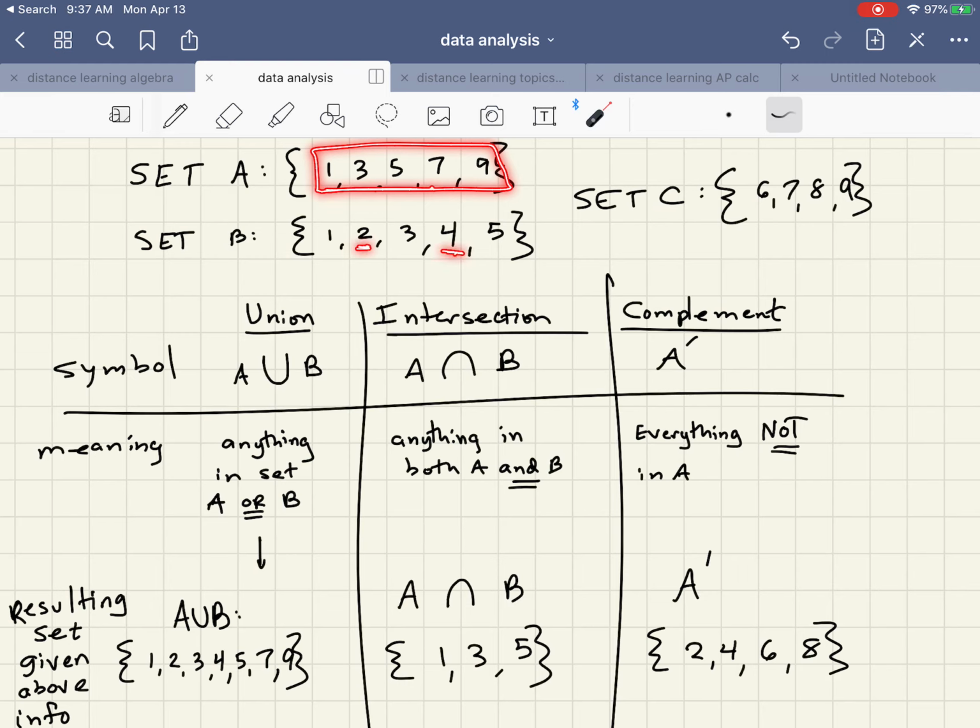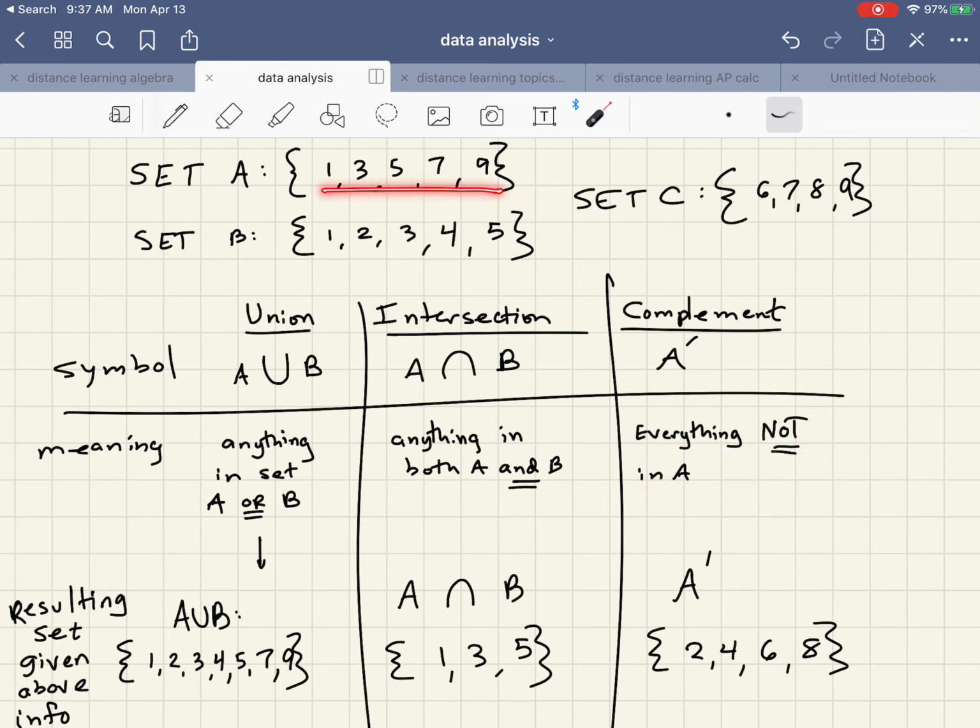Because all of these numbers and those two are all of the numbers that occur. We don't have to list off the 1, 3, and the 5 twice. A intersect B is anything in A and B. It has to be in both. So looking at this, I know there's a 1, a 3, and a 5 in both sets. That would be the result. 1, 3, 5 is the set of A intersect B.